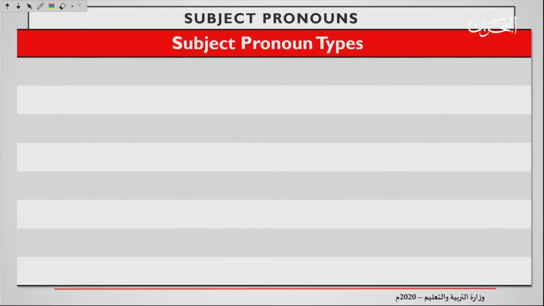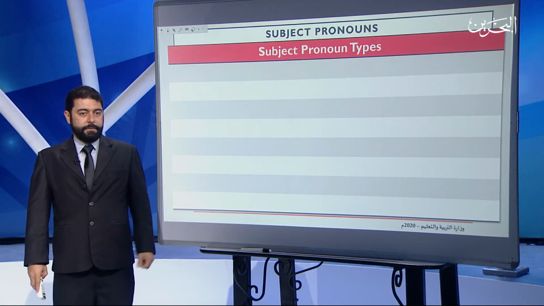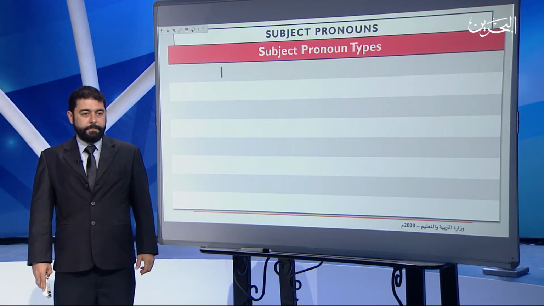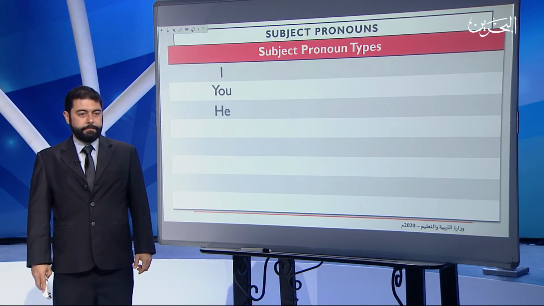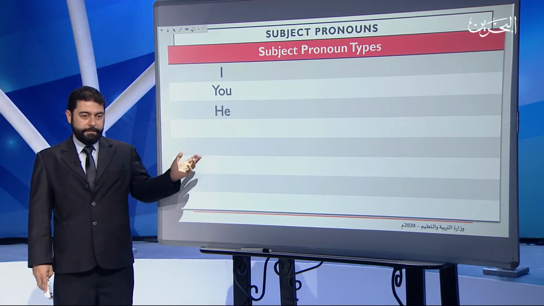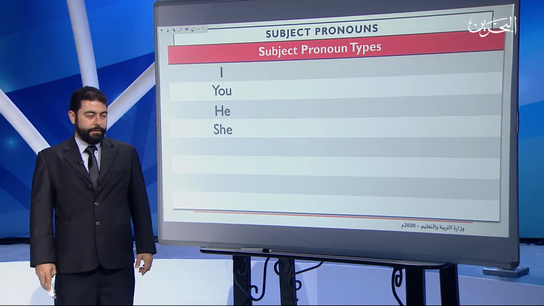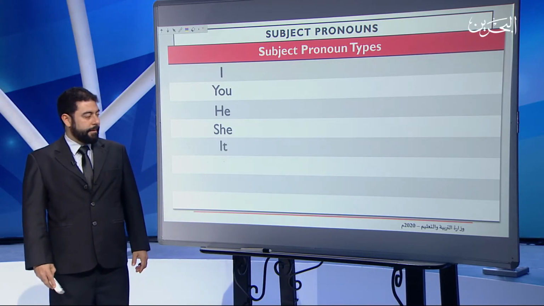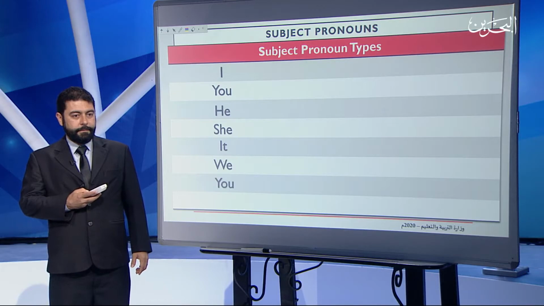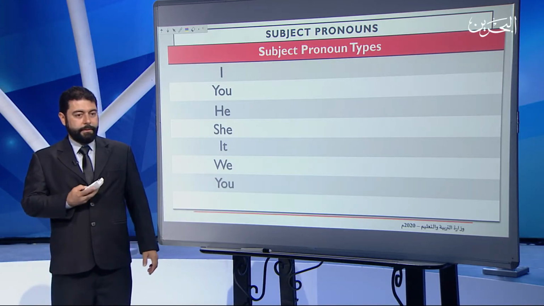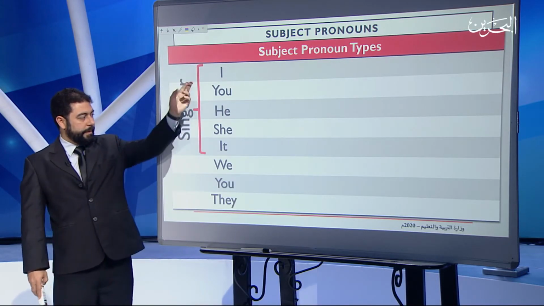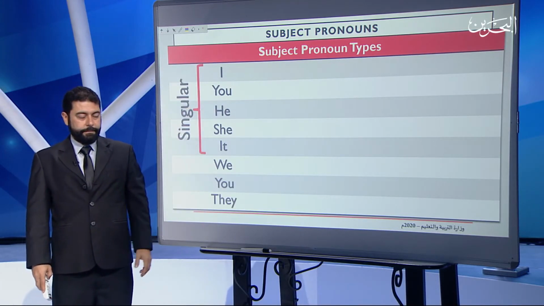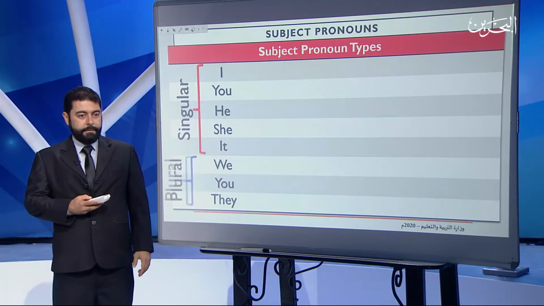All right. What are the types of the subject pronouns? We have I, you, and he. What comes after he? She. What comes after she? It, and then we, you, and last they. And as we said before, these are singulars, and these are plural.